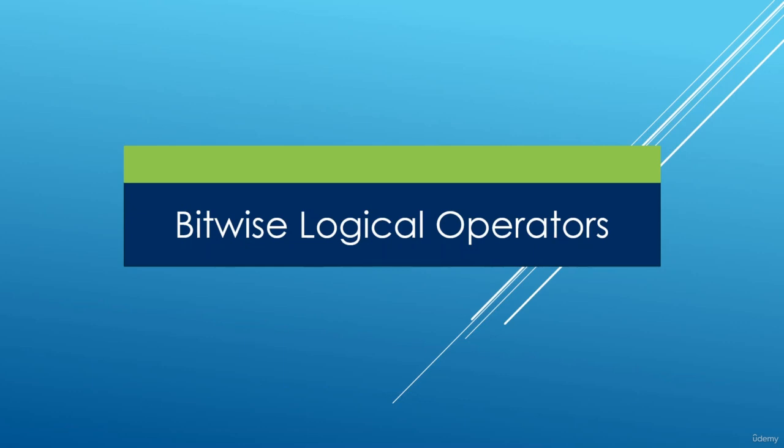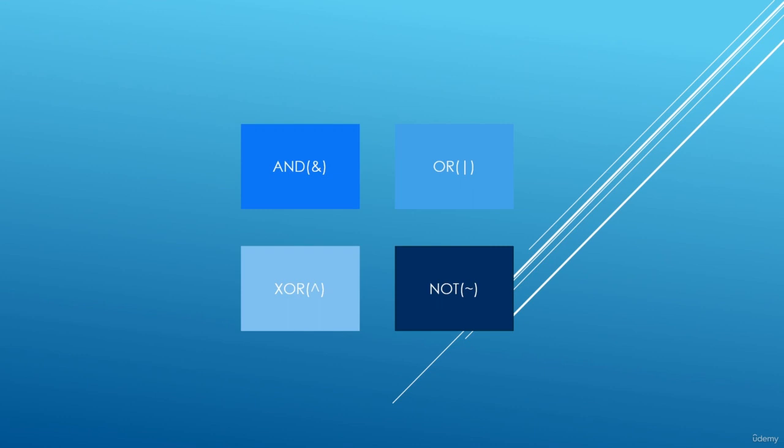In this lecture, we're going to learn about bitwise logical operators. These are mostly the same logical operators we have learned about before, but they are going to be working at the bit level. So we're going to be ANDing bits, ORing bits, XORing bits, and NOT-ing bits.